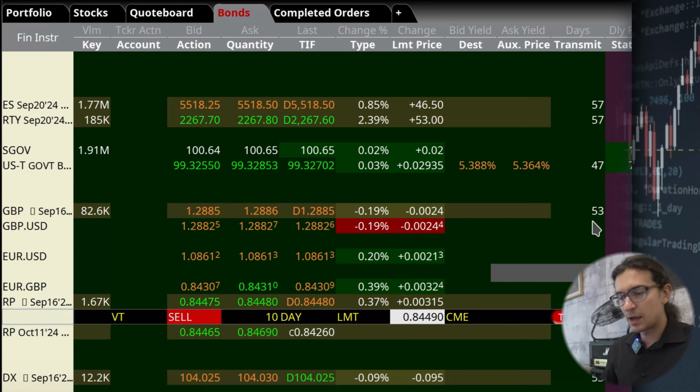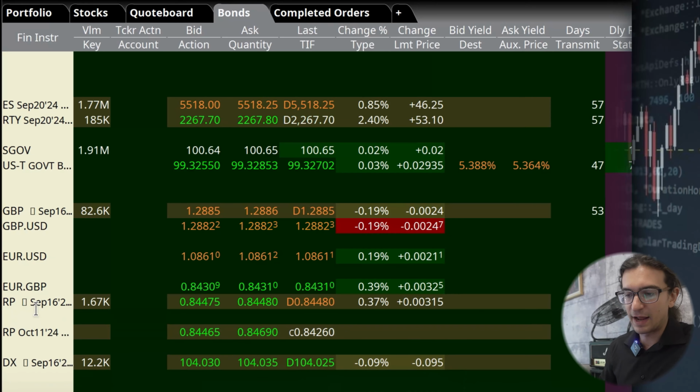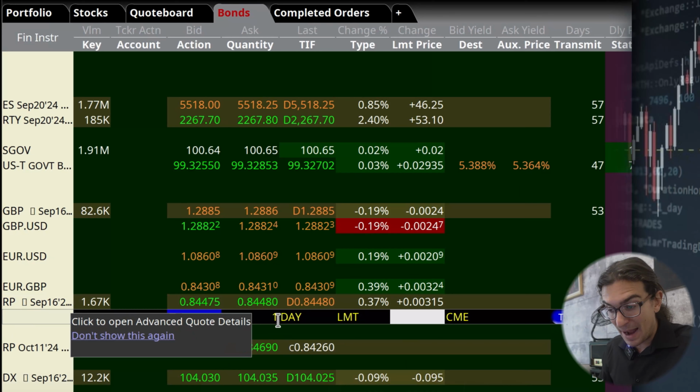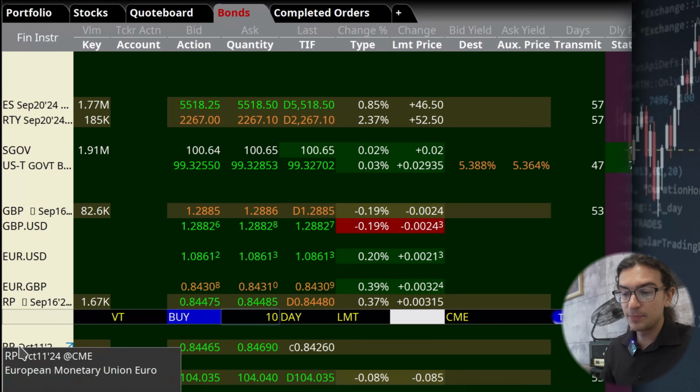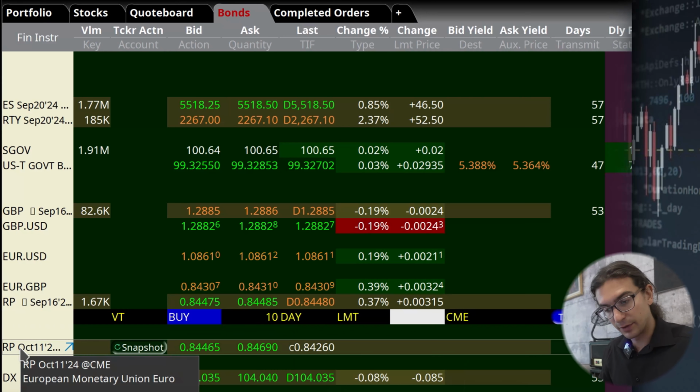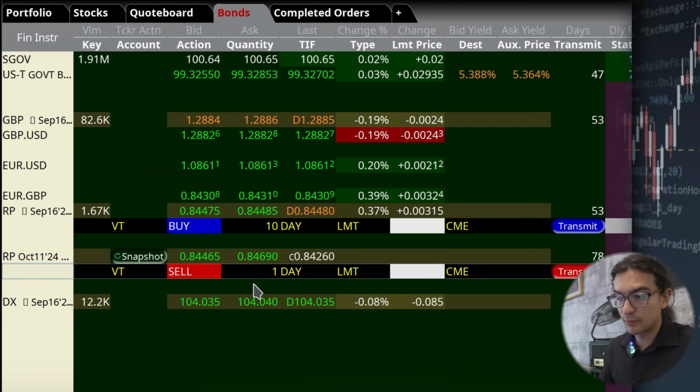So when it comes time to roll the position, what we're going to have to do is buy back our short 10 contracts on the September contract. So I put in a buy order, 10 contracts. We're going to buy it back. And at the same time, we're going to go into the next month contract, October, and we're going to sell. So right click sell, and we're going to sell the 10 contracts there. And that's basically how you roll a futures position. Obviously, I didn't transmit the orders, but I'm just showing you how you would do it yourself in your account.